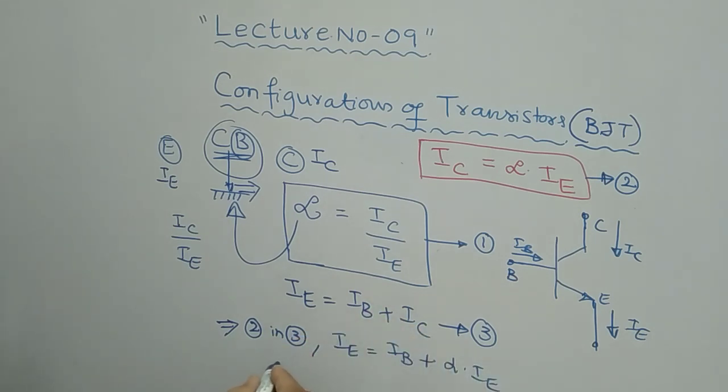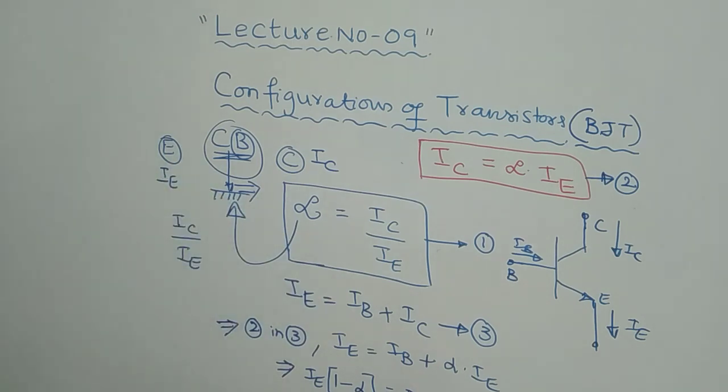Now IE is equal to IB plus alpha times IE. Bring this alpha times IE to the left side of the equal sign. Therefore IE minus alpha times IE. Take IE as common, then what you will get? IE times 1 minus alpha is equal to IB.